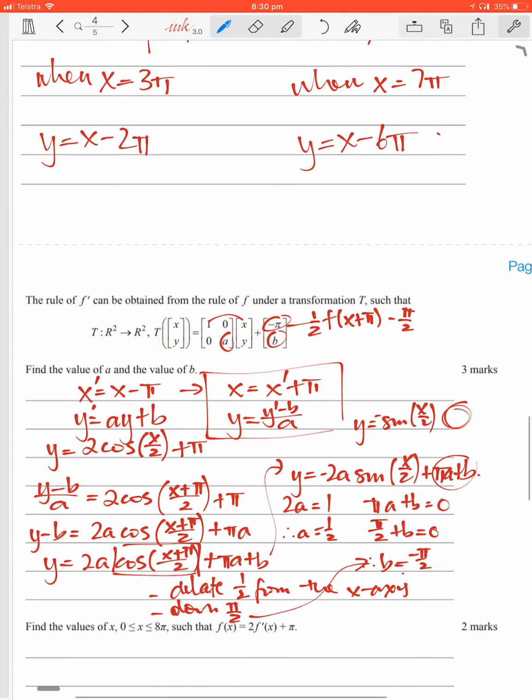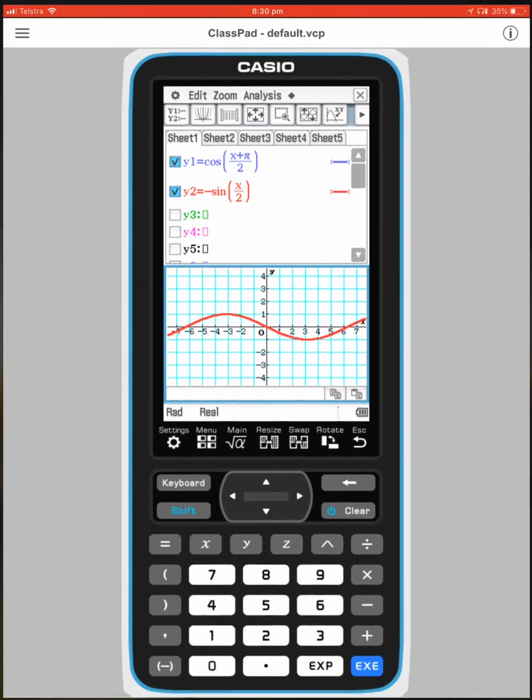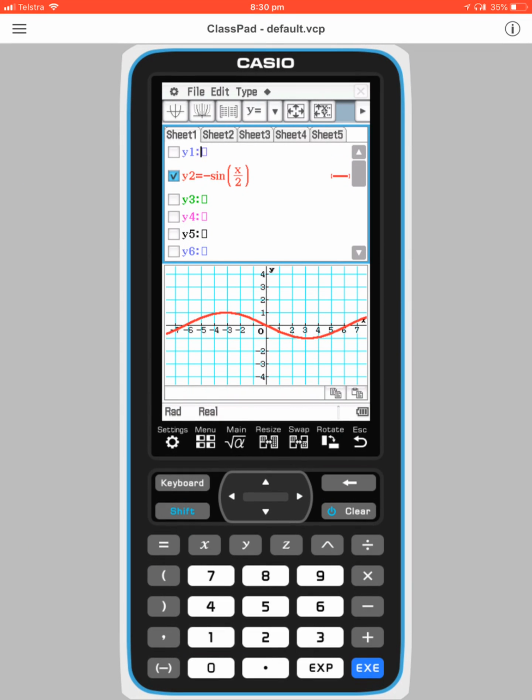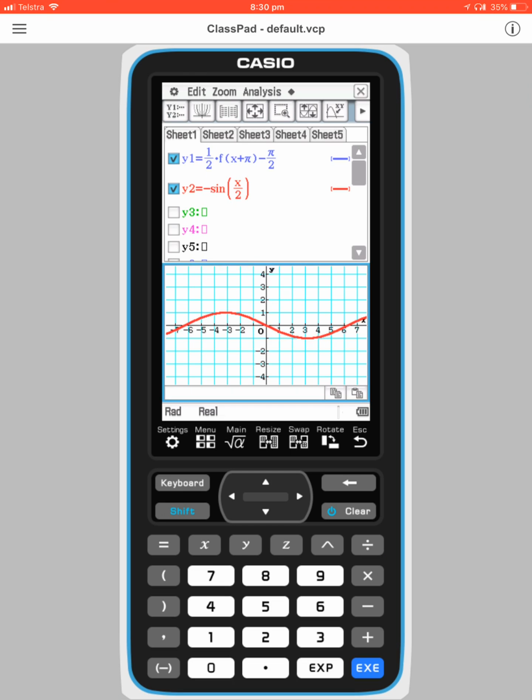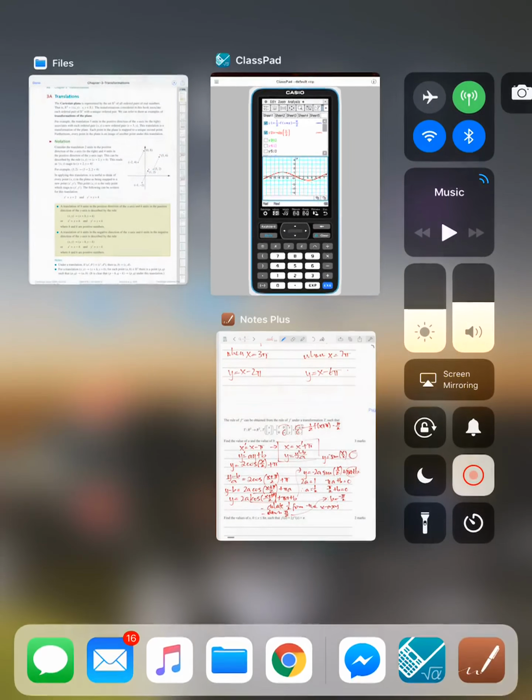So let's try it. What did we say? A half f of (x plus pi) minus pi on 2. Now I said x plus pi, and then minus pi divided by 2. So you can see that's our red graph, that's our blue graph, and f of x is our original graph. So once I apply those transformations to it, I end up with exactly the same graph. So we must have got it right.